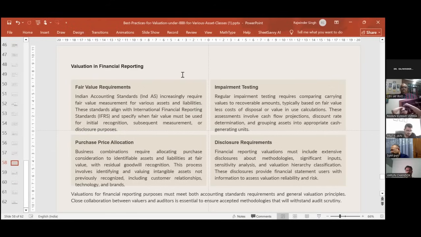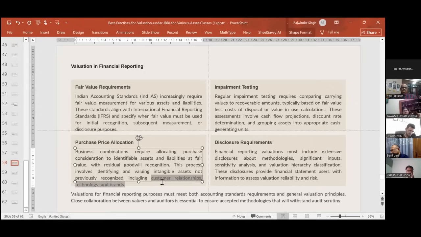such as in the case of business combinations, it requires allocating purchase consideration to identifiable assets and liabilities at fair value with residual goodwill recognition. This process involves identifying and valuing intangible assets not previously recognized, including customer relationships, technology, and brands. So these things have to be taken into consideration while you are doing valuation for financial reporting for purchase price allocation. That is customer relationship, technology, and brand value.